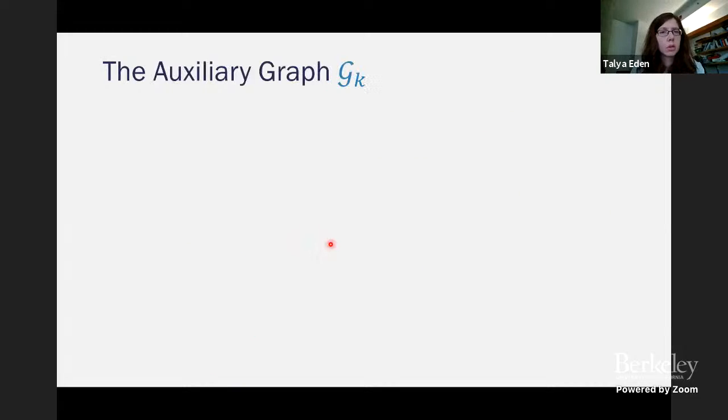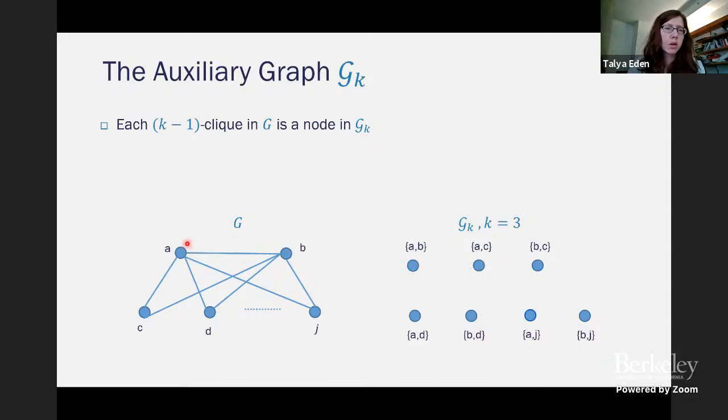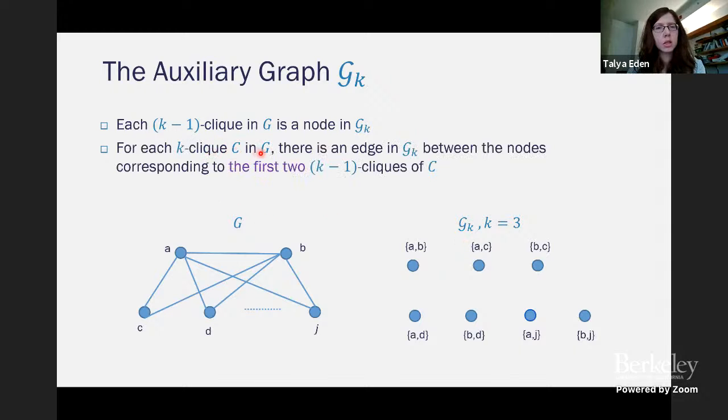Okay, so now for the auxiliary graph GK. In this graph, each (k-1)-clique in G is a node in GK. Okay, so this will be our graph G, and we'll think about k equals 3. So every 2-clique in G will be a node. So every edge in G is a node in GK. And for each k-clique C in G, there is an edge in GK between the nodes corresponding to the first 2 (k-1)-cliques of C.